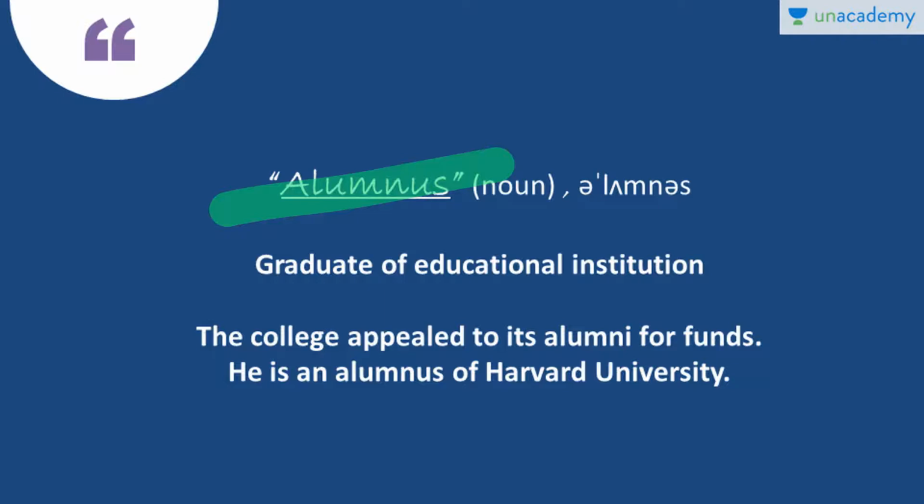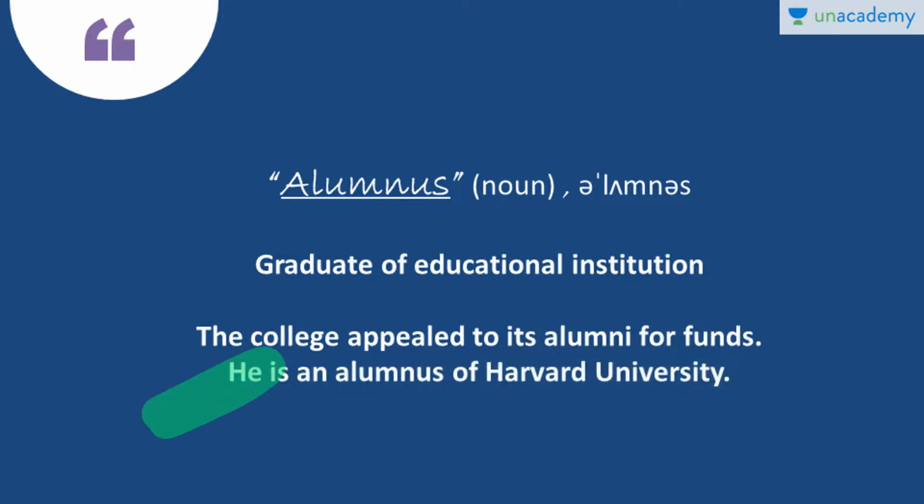For example, the college appealed to its alumni for funds. You can see here, the college appealed to its alumni. Obviously the college is not going to appeal to just one student. The college has appealed to all the students, so I will be using the plural form, that is alumni. The college is actually not having much funds, so the college has appealed to its alumni to help it in getting funds.